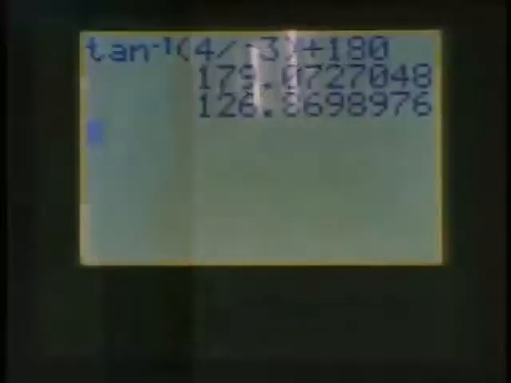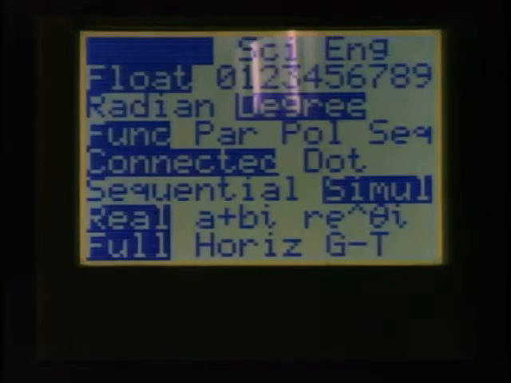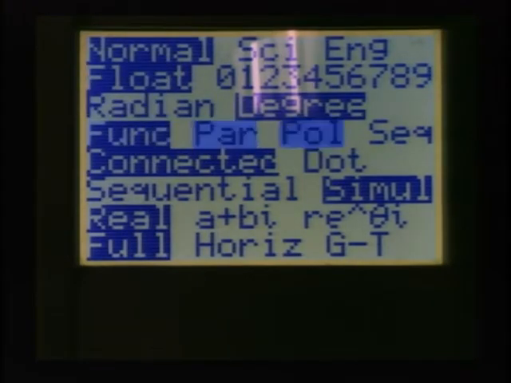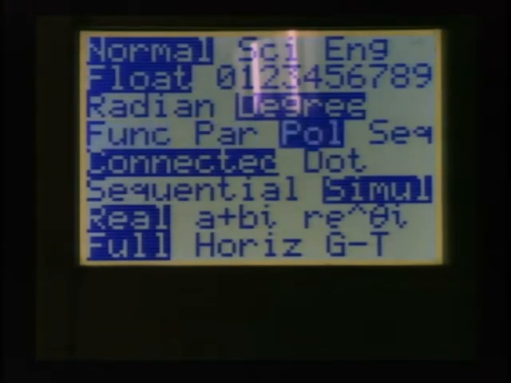I can do that kind of quickly here. I have to go to mode. I'm going to leave the calculator in degree measure, come down here to mode and come over to polar. And now I'm in polar mode.